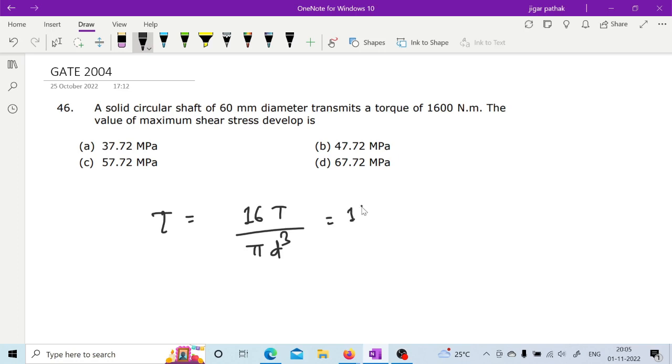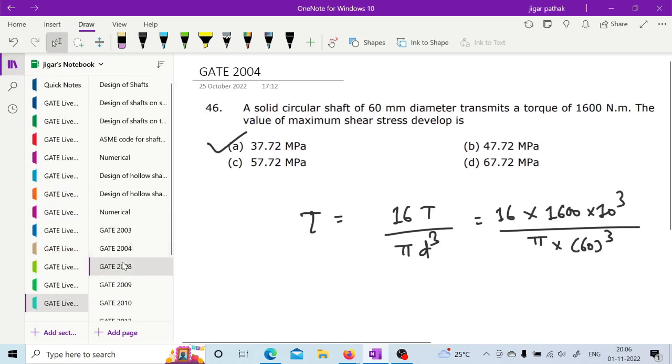So if you put this value, 16 into T, that is 1600 Newton meter, so this is Newton mm, right? Then pi D cube, D is 60. If you simplify it, you will get your answer around A. So all of you are getting it? Yes sir. Okay.